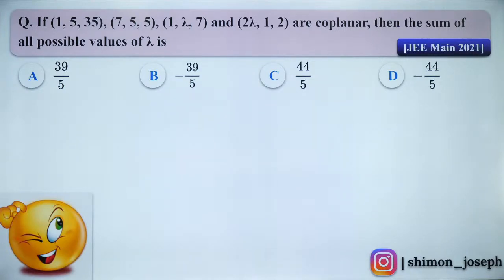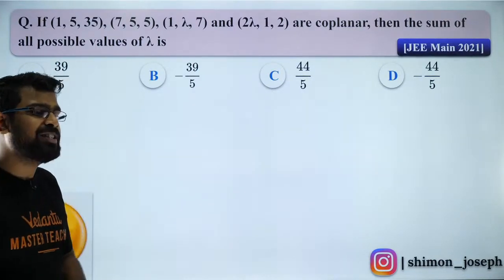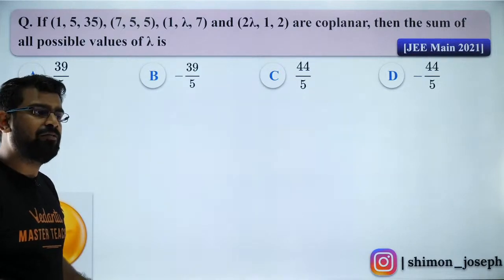Okay, people, are you all done? Everybody? Chandramouli says 44 by 5. We will check it. What about others? Vishwa says it came in my attempt. Fantastic.